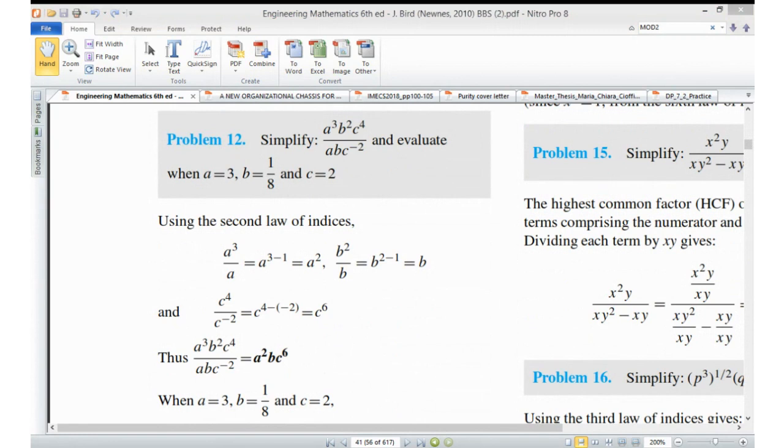The same happens to b. So we're going to have a squared as the result. Then for b, we are going to have b. And then for c, we are going to have 6. That is 4 minus 2. So the minus there turns to positive. So we're going to have 4 plus 2, which is 6. Then we put our expression together here. Then we can substitute, because we know what a is, we know what b is, and we know what c is, to see exactly what we're going to get from there.